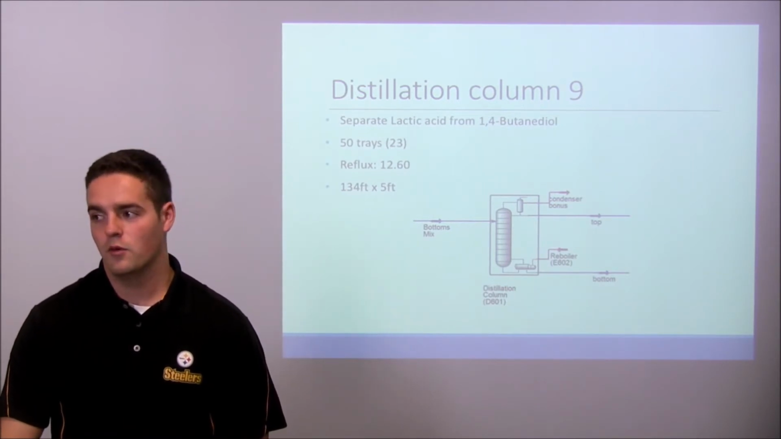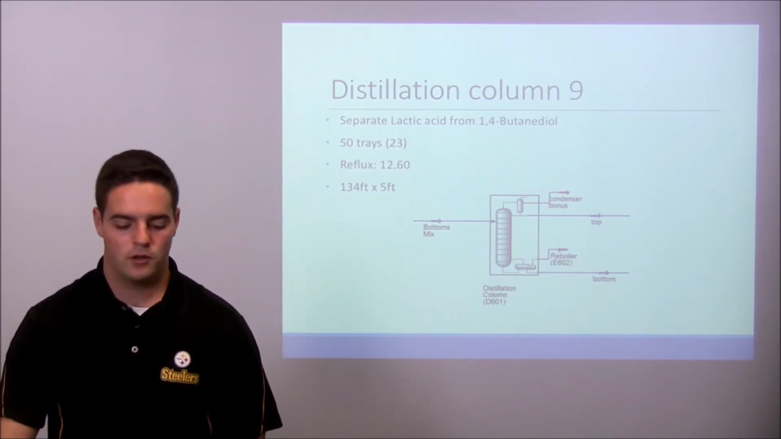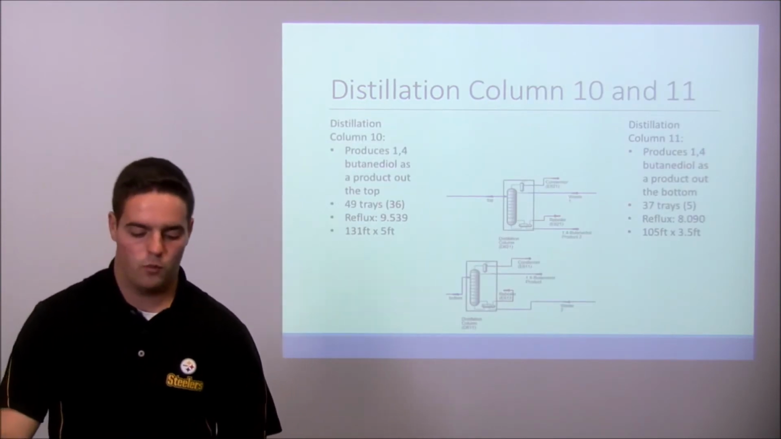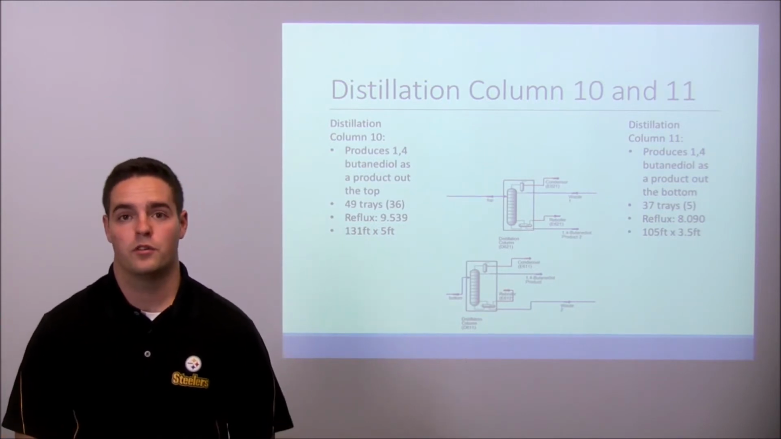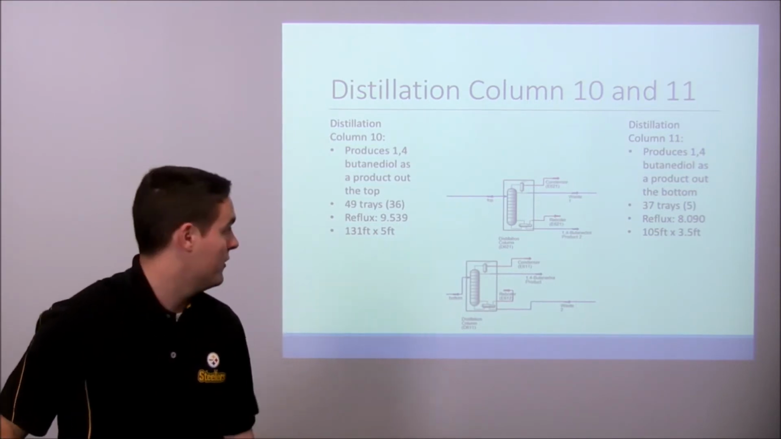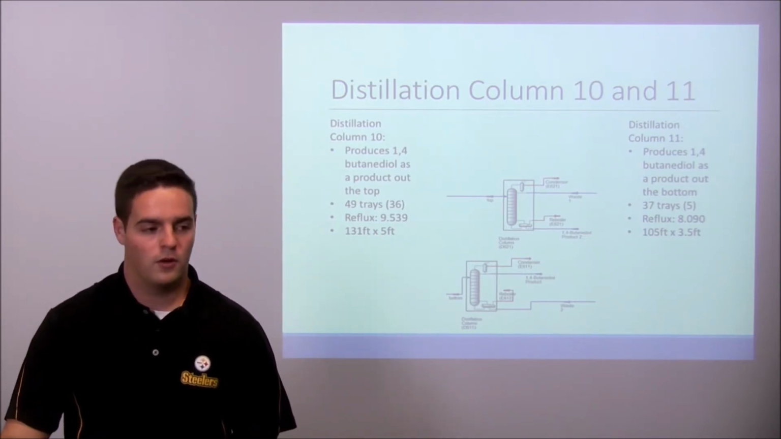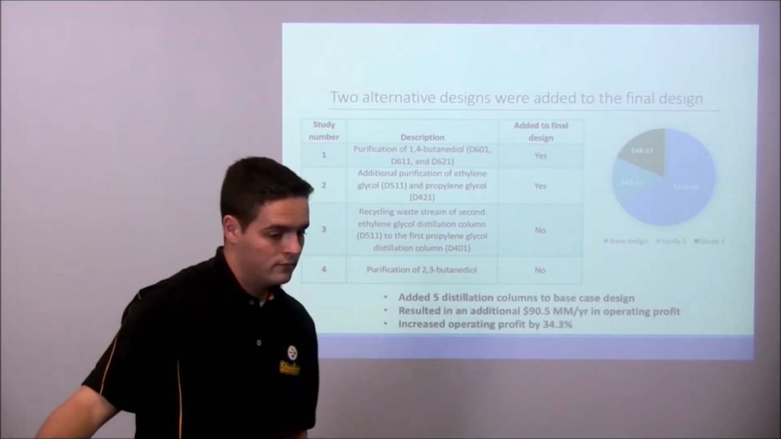Distillation column 9 will then separate the lactic acid from the 1,4-butanediol, our 3rd product that we'll be purifying, and columns 10 and 11 each will purify the 1,4-butanediol. Column 10 will produce the 1,4-butanediol as a product out of the top, and then in distillation column 11, the top picture, it will be produced out the bottom. And now Kirk will talk about the alternative designs we have.